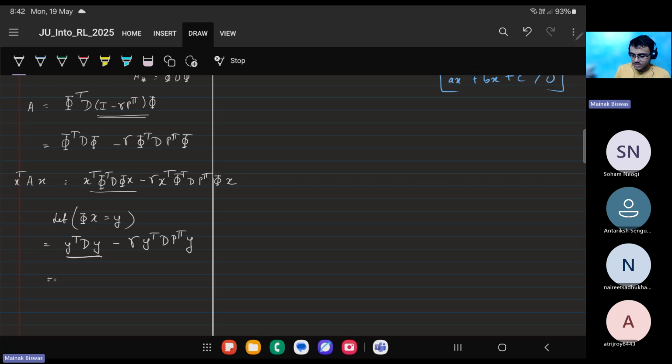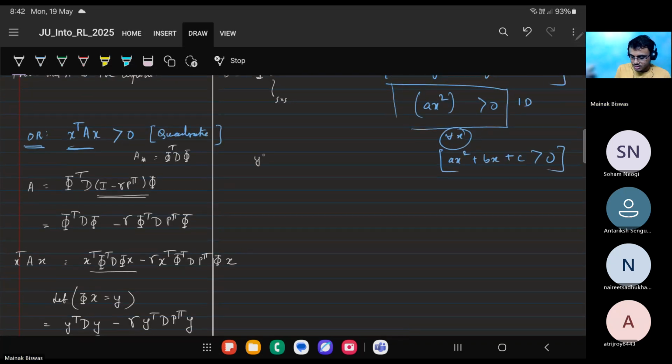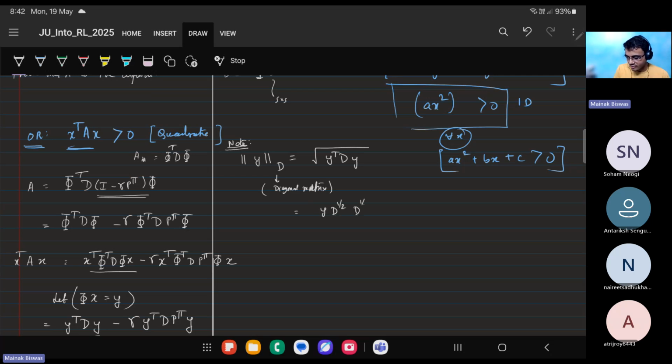Do you remember what is y transpose y? First of all, tell me what is the D norm of y? Y transpose Dy, where D is a diagonal matrix. Okay, so we can also write this as this. This is one of the norm equalities. I have done this before, but just for completeness, D to the power half y.